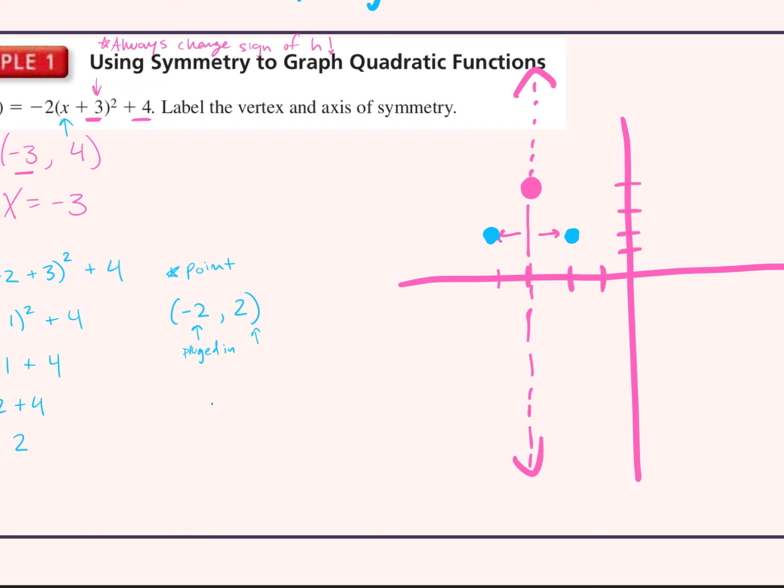You don't have to plug in. You could plug in another number if you wanted to, but you don't have to. So once we have our 3 points, then we can graph. So we just connect the 3 dots with a parabola. Our graph is a U-shape graph, not a V, so just make sure it has this curve to it.